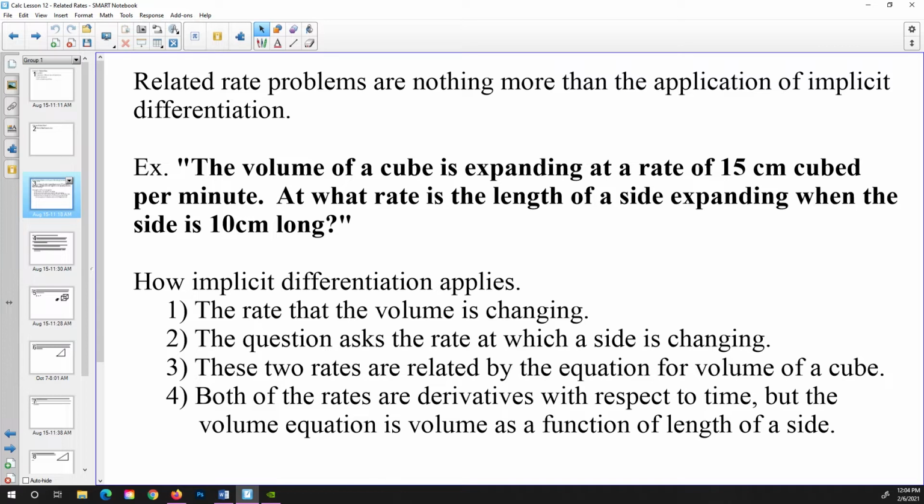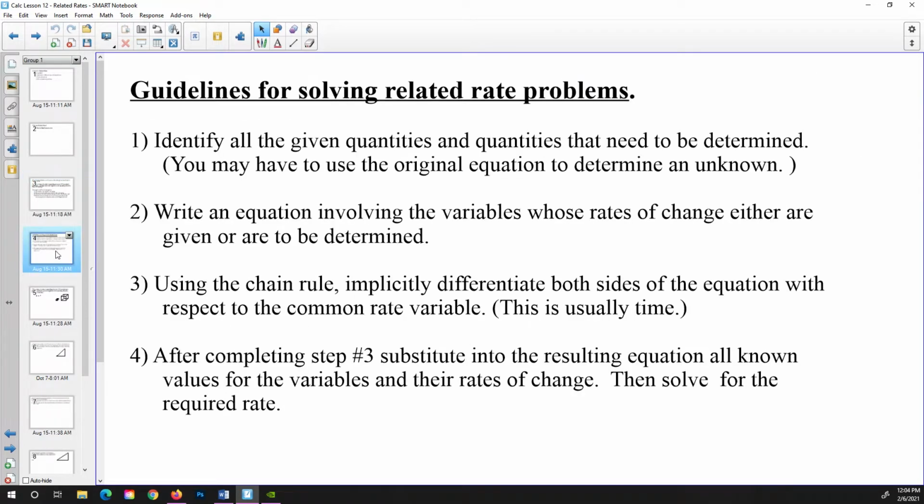So in this instance, we're going to have a function that has two variables in it that has nothing to do with time. If we differentiate two variables with respect to some other variable, we have to go through implicit differentiation. Before we get started, let's talk about some guidelines for solving related rate problems. Again, there are no hard set rules, but these guidelines will give you an idea of some of the things that you might want to try to solve the problem.